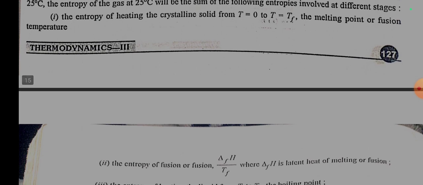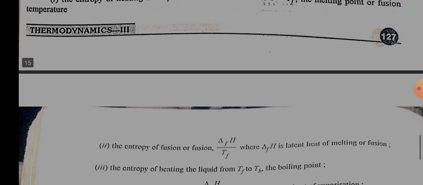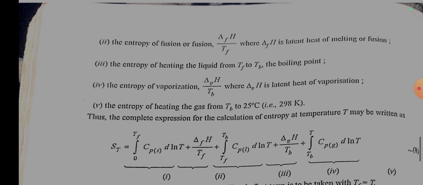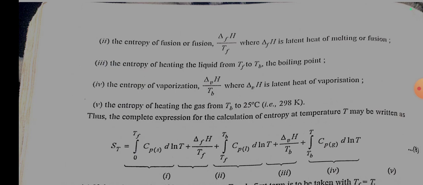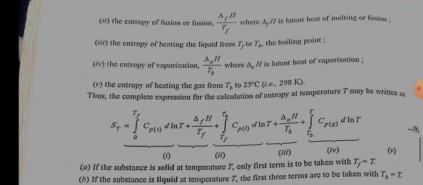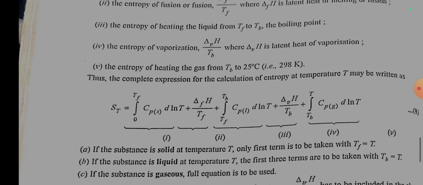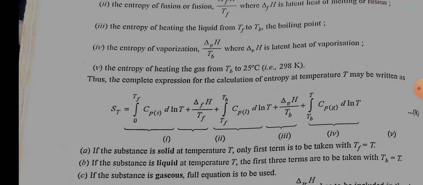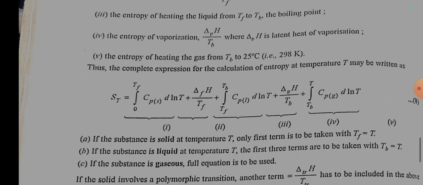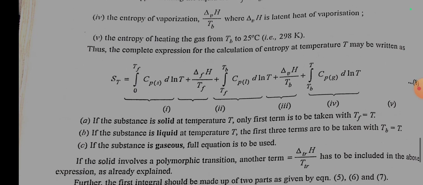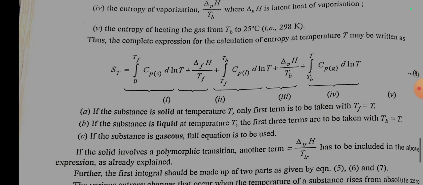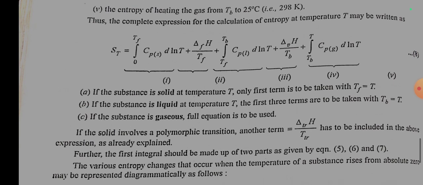Number 1. The entropy of heating the crystalline solid from T equal to 0 to T equal to Tf, the melting point or fusion temperature. Number 2. The entropy of fusion, delta Fh upon Tf, where delta Fh is the latent heat of melting or fusion. Number 3. The entropy of heating the liquid from Tf to Tb, the boiling point. Number 4. The entropy of vaporization, delta Vh upon Tb, where delta Vh is the latent heat of vaporization. Number 5. The entropy of heating of the gas from Tb to 25 degrees Celsius.